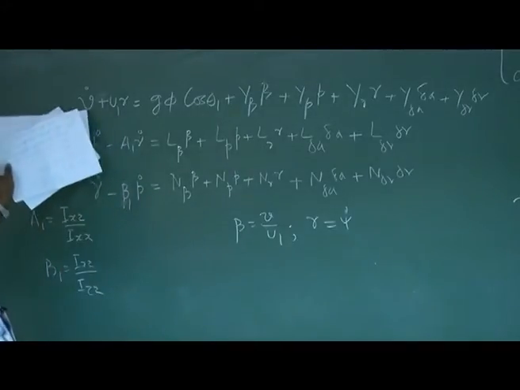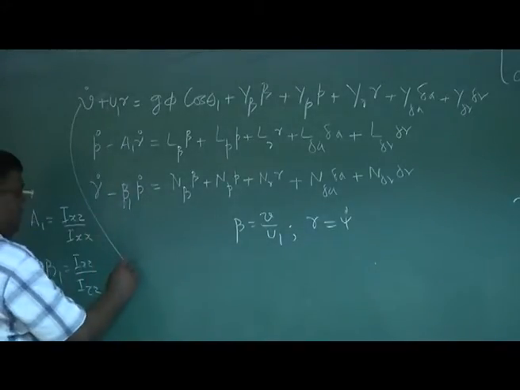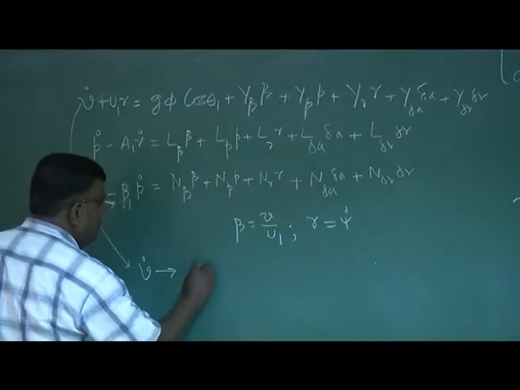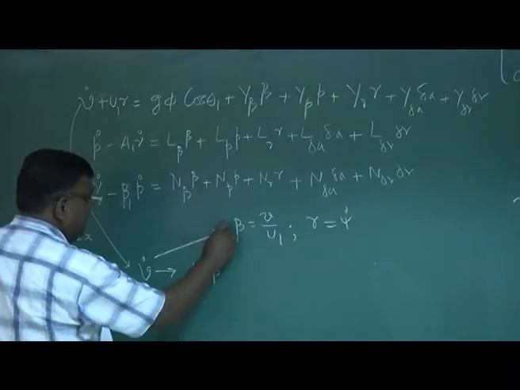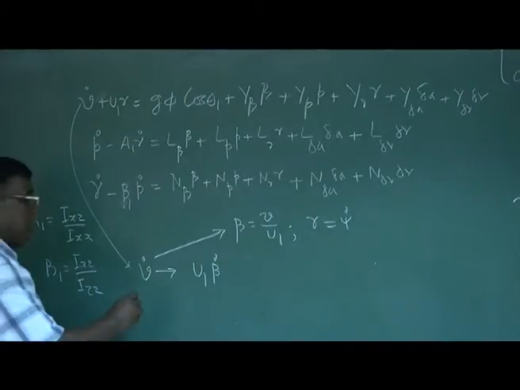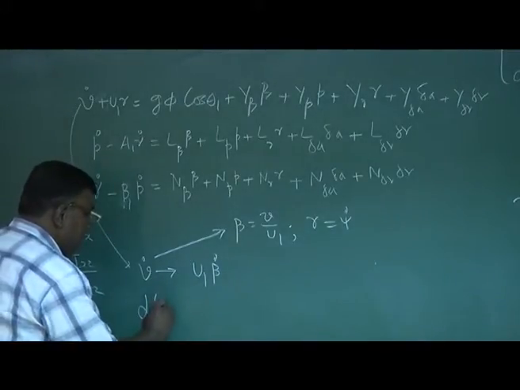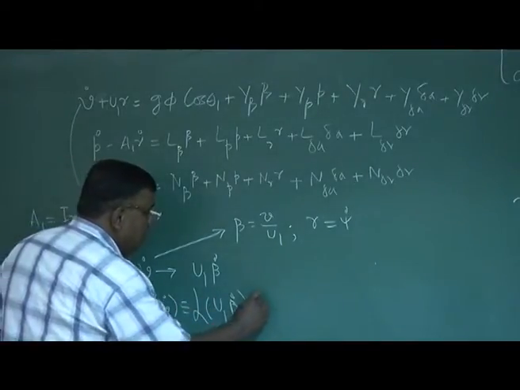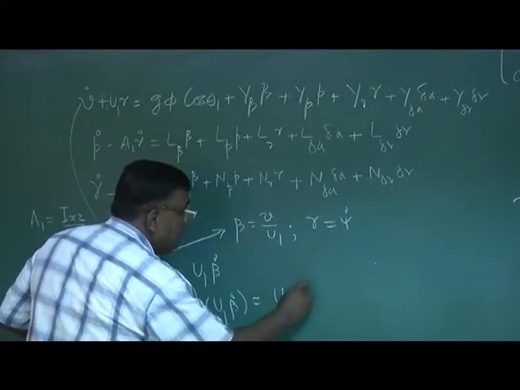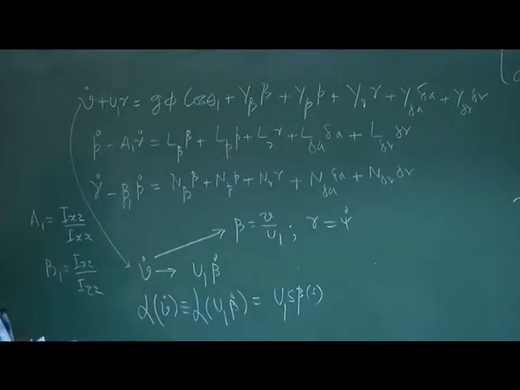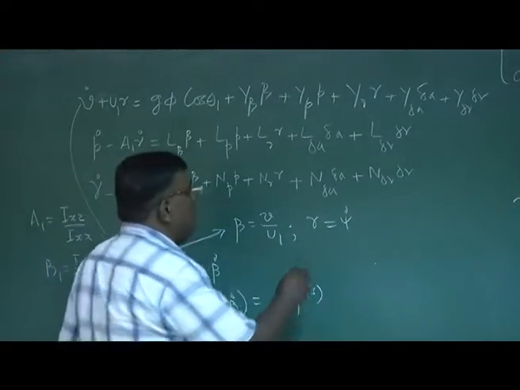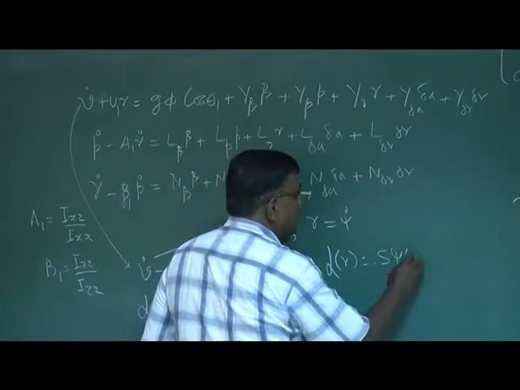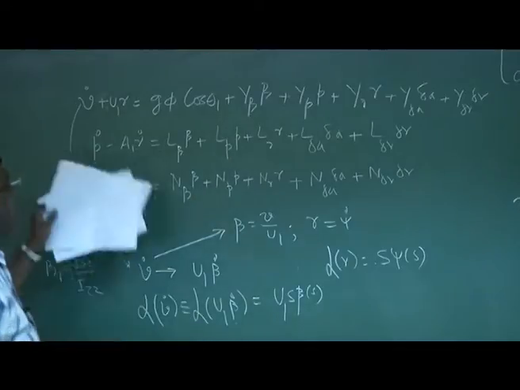So if we take Laplace transform here, for v dot, what will that Laplace transform be? For v dot, what I will do first, I write v dot equal to u1 beta dot by using this expression. Now I take Laplace transform. The Laplace transform of v dot, which is equal to the Laplace transform of u1 beta dot, is equal to u1 s beta of s. As simple as that. Similarly, if I take Laplace transform of r, it will be nothing but s psi of s. These two things we have to do here.